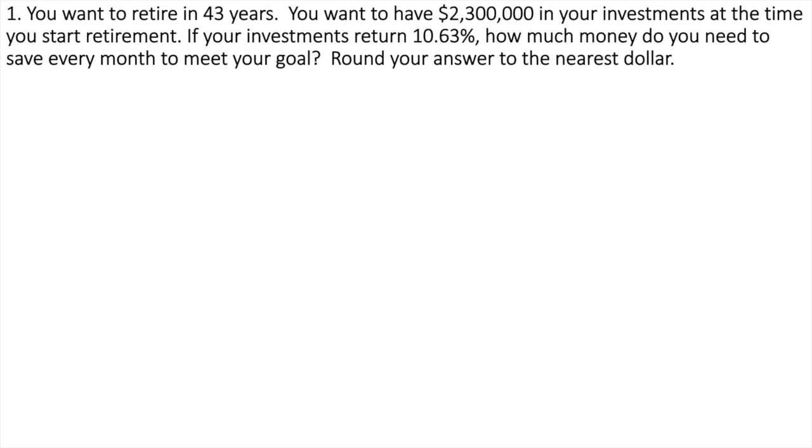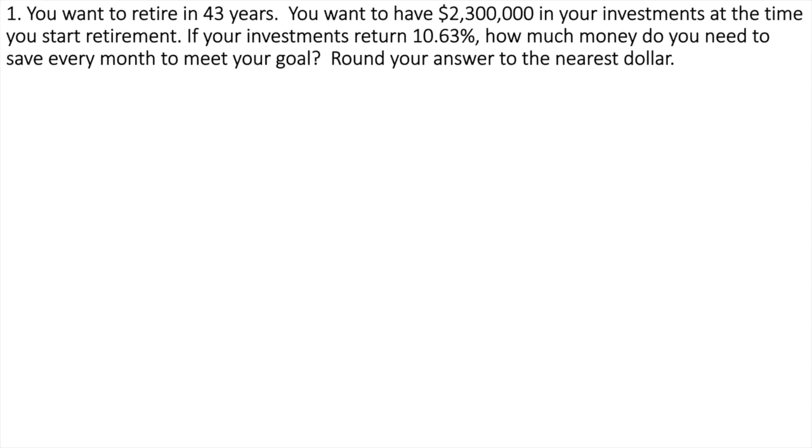With this one, we're going to take an amount that we want to have at some future date and figure out how much we have to save every single month to obtain this goal. For instance, if you want to retire, of course, we all want to retire millionaires. But this particular problem tells us we want to have $2.3 million when we go to retire, and that's going to be in 43 years from now.